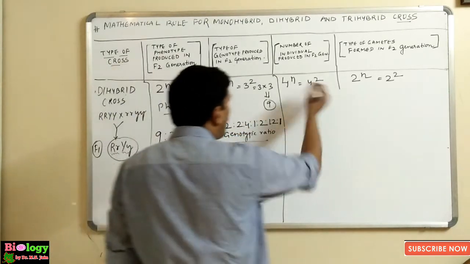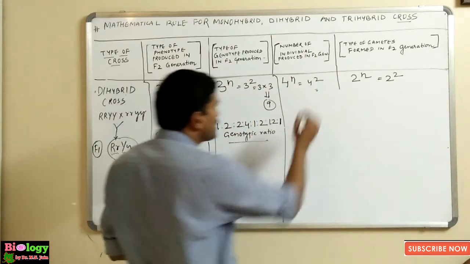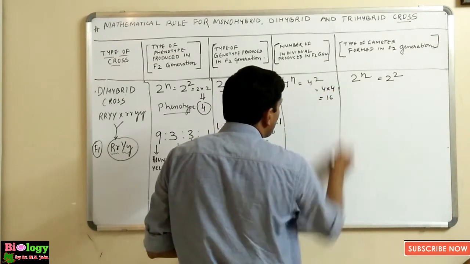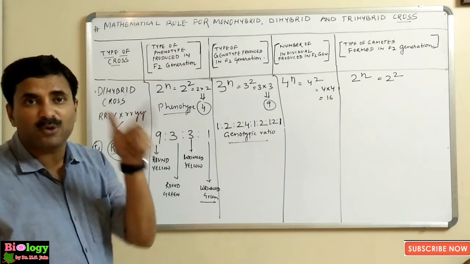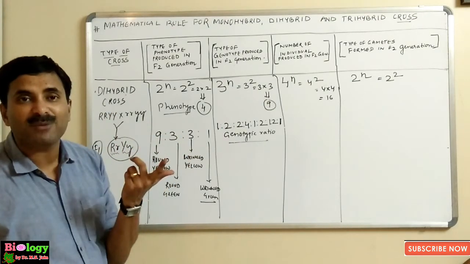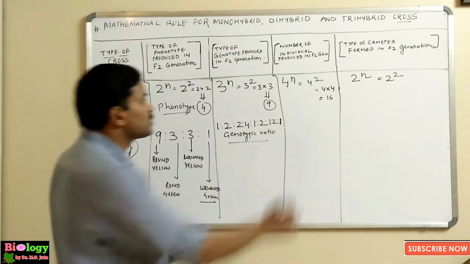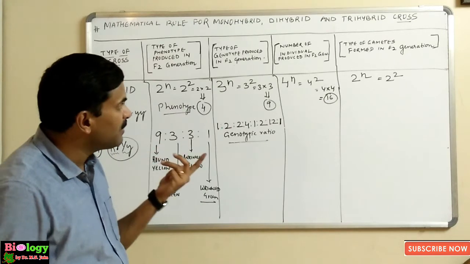Okay, now we have to calculate the number of individuals produced in the F2 generation. We know 4 to the power of 2, so 4 into 4, that is 16. We already know that a checkerboard in a monohybrid cross is made up of 4 boxes. In a dihybrid cross, the checkerboard is made up of 16, and in a trihybrid cross it is made up of 64. So how many individuals will be produced? 16 individuals will be produced.